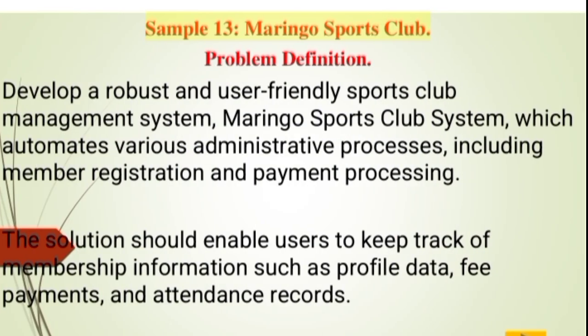Sample 13. Maringo Sports Club. Problem definition. Develop a robust and user-friendly sports club management system, Maringo Sports Club System, which automates various administrative processes, including member registration and payment processing. The solution should enable users to keep track of membership information such as profile data, fee payments, and attendance records.